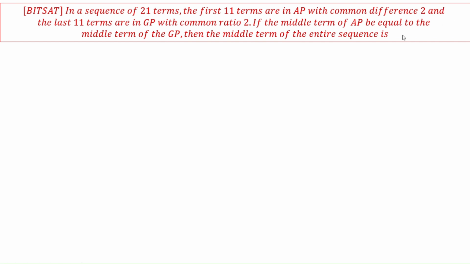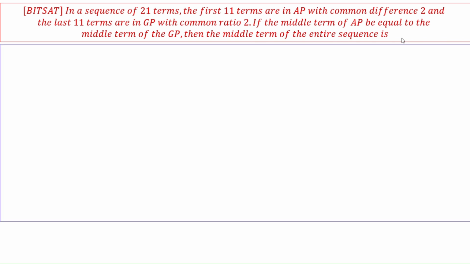The first one. In a sequence of 21 terms, the first 11 terms are in AP with common difference of 2, and the last 11 terms are in GP with common ratio 2. If the middle term of AP is equal to the middle term of GP, then find the middle term of the entire sequence. The middle term of the entire sequence is the 11th because it's a sequence of 21 terms, so we need to find A11 basically.